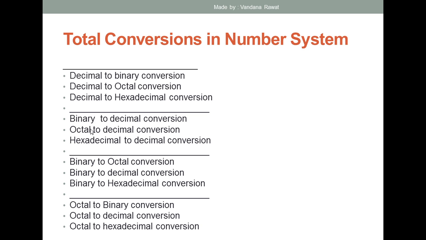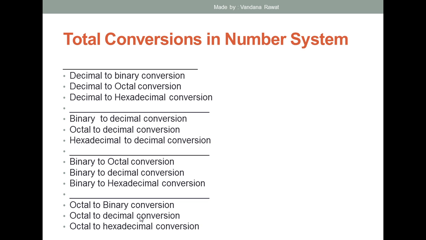Then after that we have binary to decimal conversion, which is vice versa, like binary to decimal, octal to decimal, then hexadecimal to decimal. These are the conversions in the vice versa process. Then we have binary to octal conversion, binary to hexadecimal conversion. Then similarly we have octal to binary, octal to decimal, and octal to hexadecimal conversion.